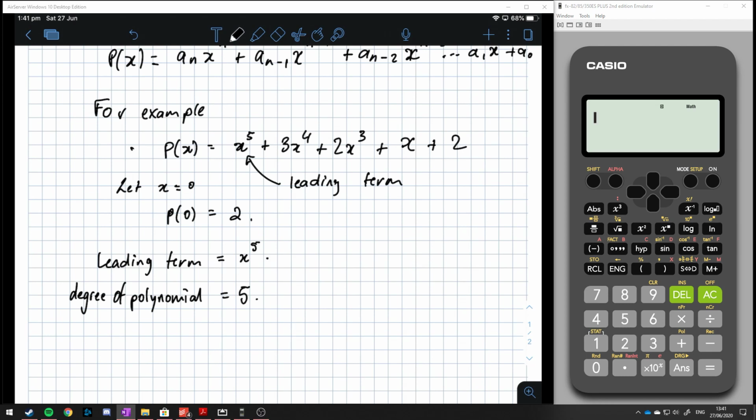A monic polynomial is a polynomial whose leading coefficient is 1. So this one up here is monic. It's monic because the leading coefficient is a 1. We could put a 1 there, but we don't need to because we know that it represents an x to the power of 5. So that is a monic polynomial.